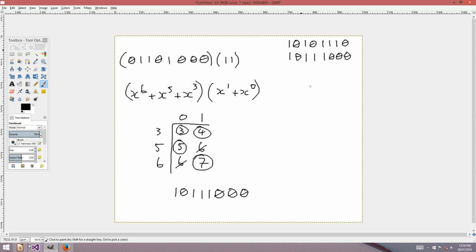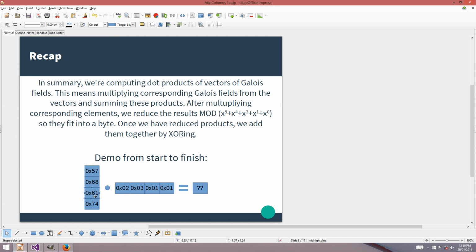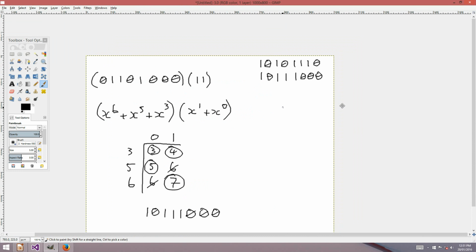Okay, but moving along, we're not quite finished our dot product yet. What we've got to do next is multiply the Galois field 6, 1 by the Galois field 1. Well, that's nice and easy because it stays exactly the same. So it stays as 6, 1. But we do need it in binary, so I'll just convert that. In binary, that becomes 1, 1, 0, 0, 0, 0, 0, 1.